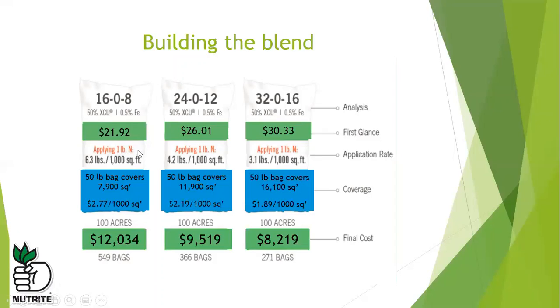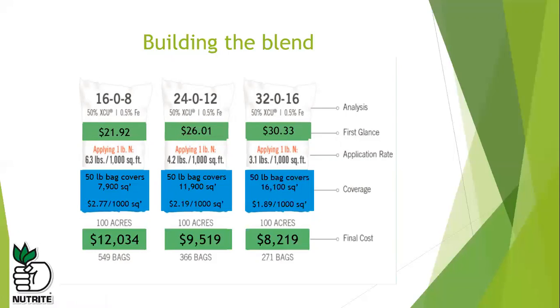You need 6.3 pounds per thousand to apply 1 pound of nitrogen. As you move across the spectrum here, to apply 1 pound of N with this product, you need 4.2, lesser than the 6.3. And if you go over to the far right here, 3.1 pounds, or less than half of this blend here. This 50-pound bag will cover 7,900 square feet at a cost of $2.77 per thousand. If we were to fertilize 100 acres, we would need 549 bags of the product costing $12,000.